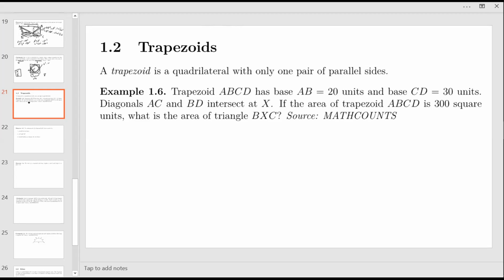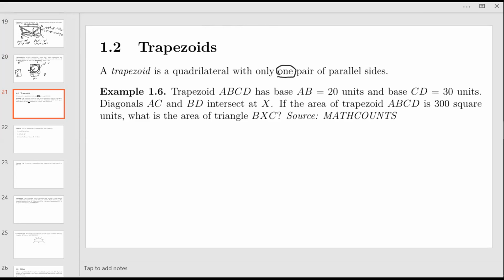Okay, now we'll go over trapezoids. A trapezoid is a quadrilateral with exactly one pair of parallel sides. So that's important: exactly one pair of parallel sides. Now let's do this example. If you look at a trapezoid and draw the diagonals, you get a handful of congruent angles, just like a parallelogram, because the diagonals act like transversals to the parallel sides.